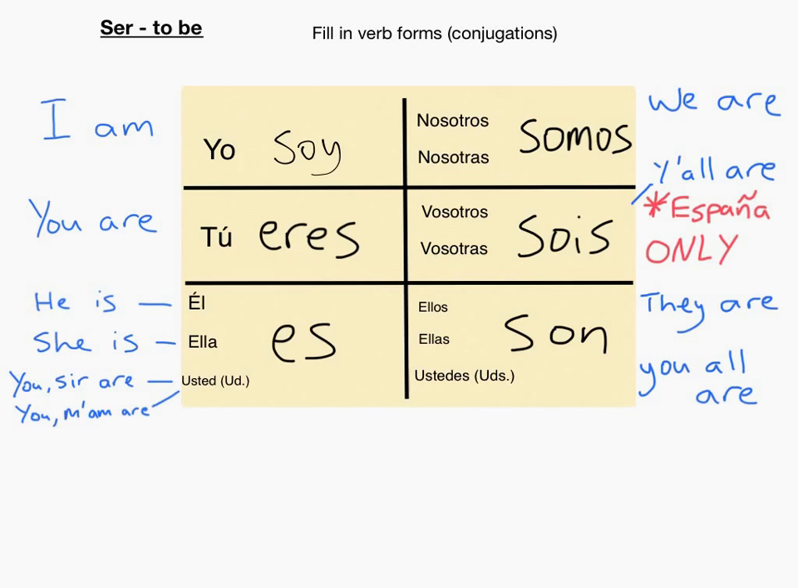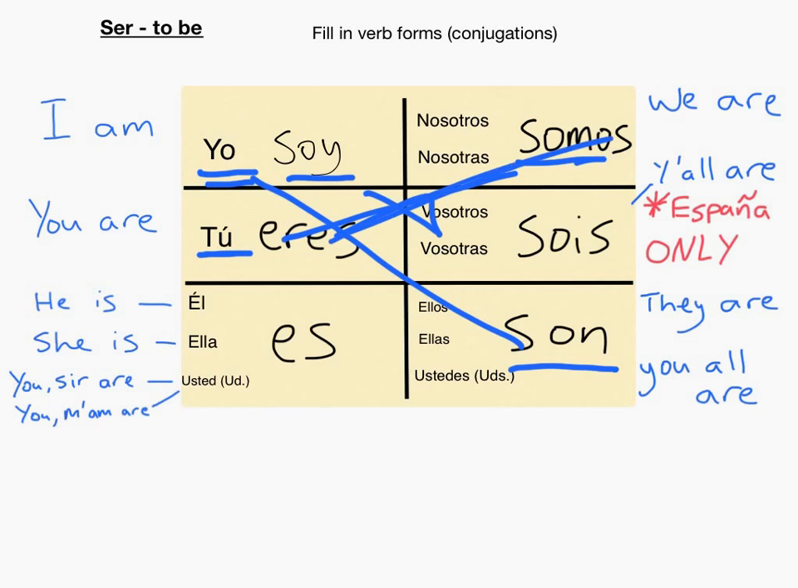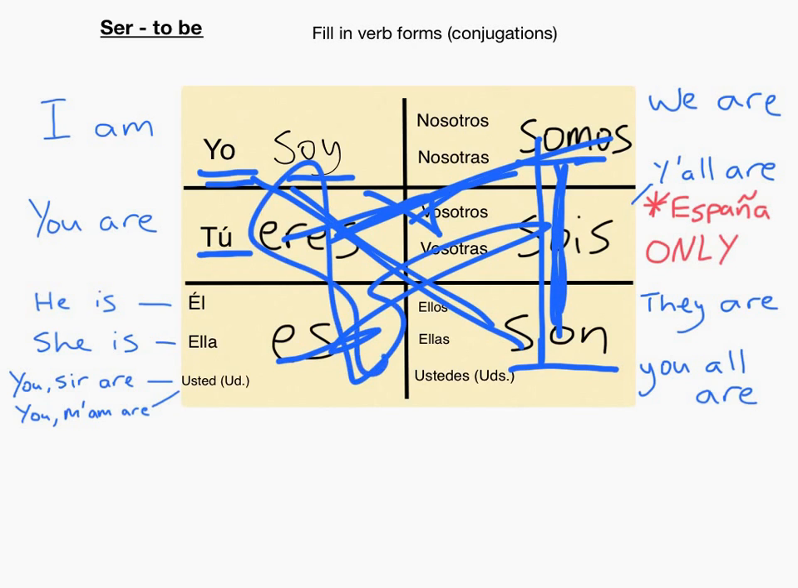The main thing that I want you to remember is that you cannot jump all over the place. You cannot do this. There's no such thing as yo son. See how you have to go like this? It makes a line and it makes a big mess. What you have to do is say yo soy. Yo and soy are connected. There's no such thing as tú somos. You can't do it. If you start jumping all over the place here, it just makes the whole chart a mess. Okay?